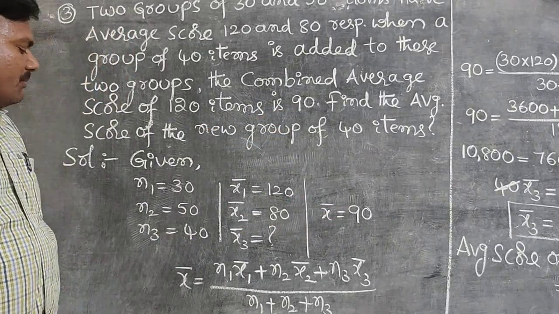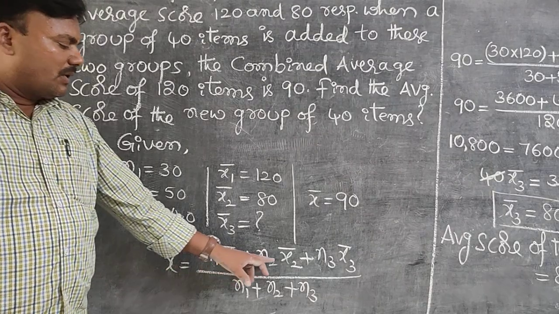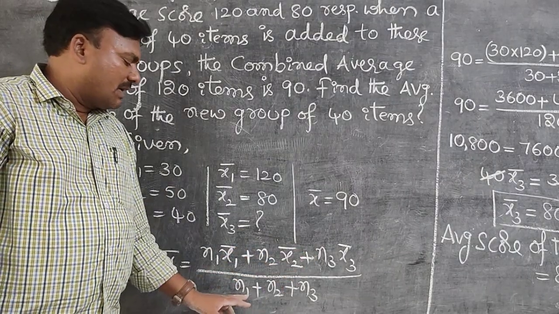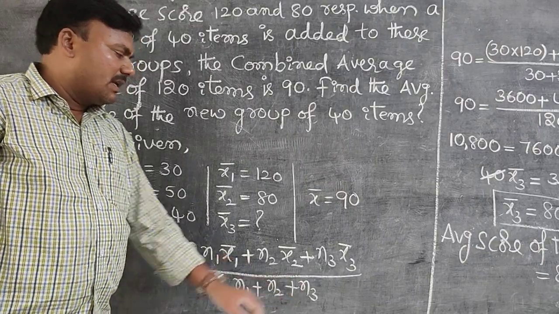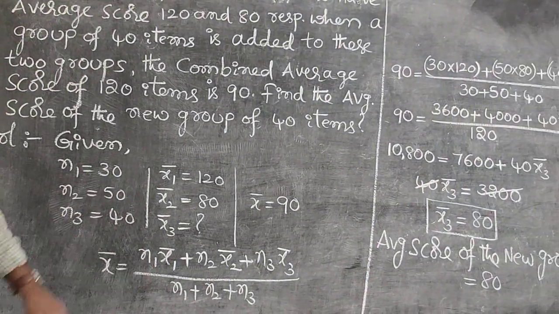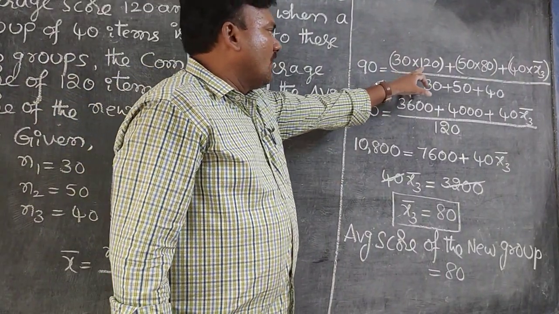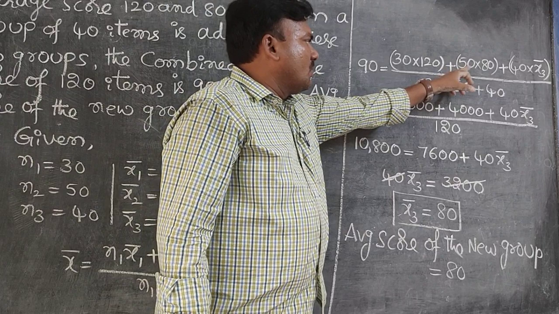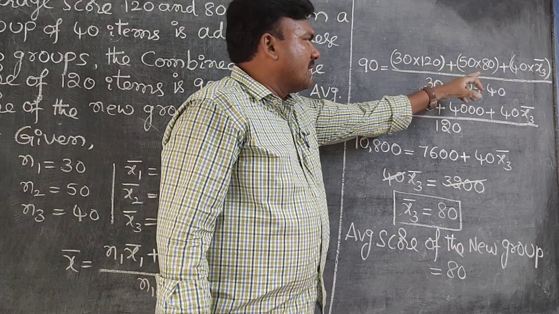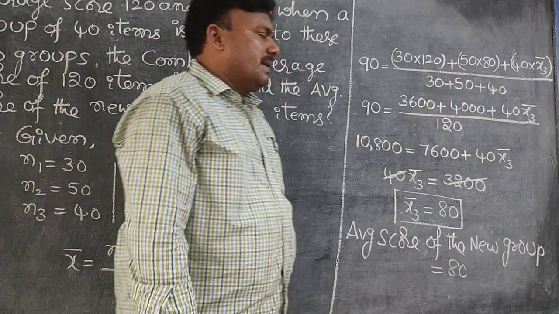We know that the combined mean x bar equal to n1 x1 bar plus n2 x2 bar plus n3 x3 bar by n1 plus n2 plus n3. Apply these values according to the formula: 90 equal to 30 into 120 plus 50 into 80 plus 40 into x3 bar by 30 plus 50 plus 40.